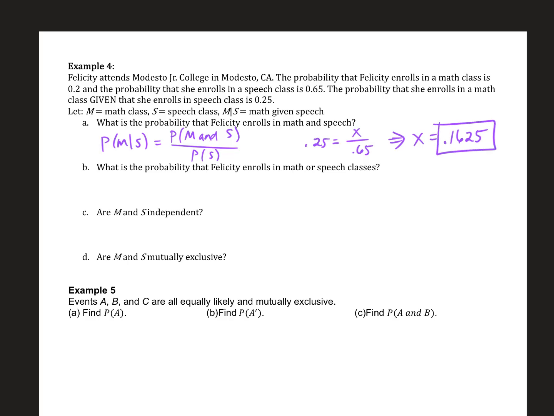What is the probability Felicity enrolls in math or speech? So how do I find that again? Add them and, one more thing, subtract the intersection. M or S is probability of M plus probability of S minus probability of M and S.